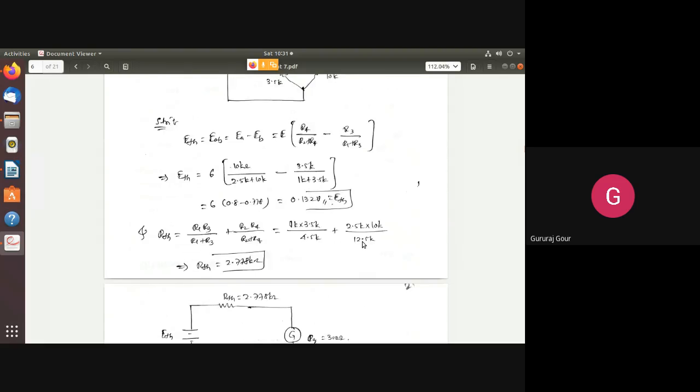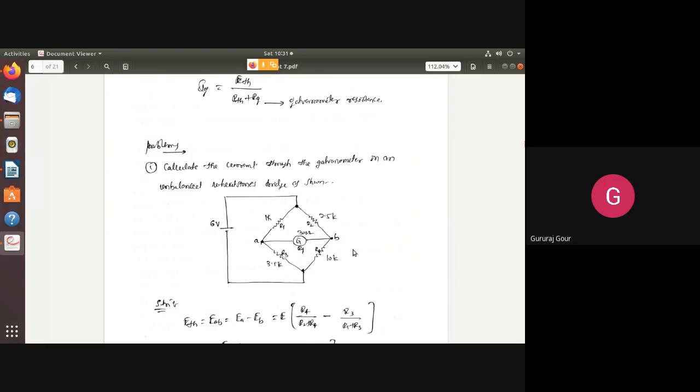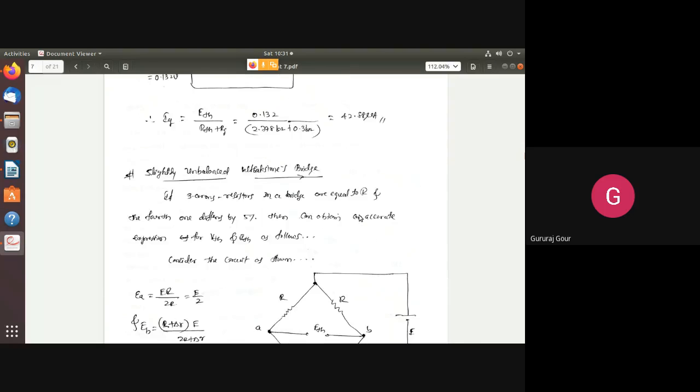So this is how in examination we will be giving you the bridge circuitry with all known values and asking you to find out the galvanometer current.